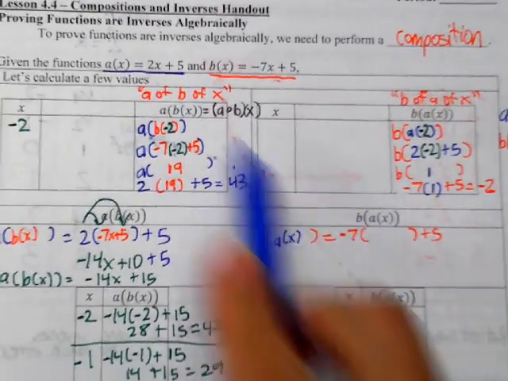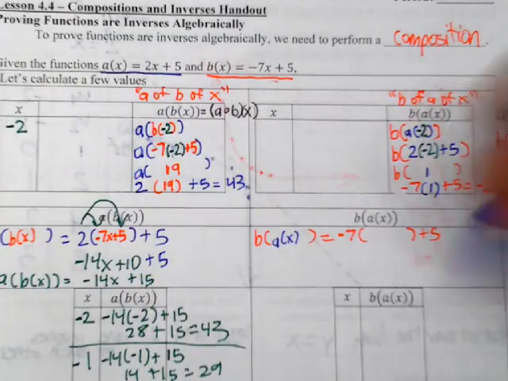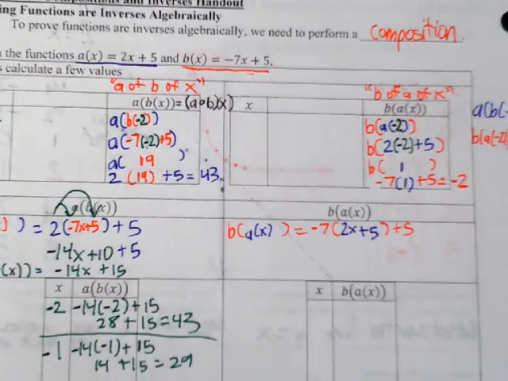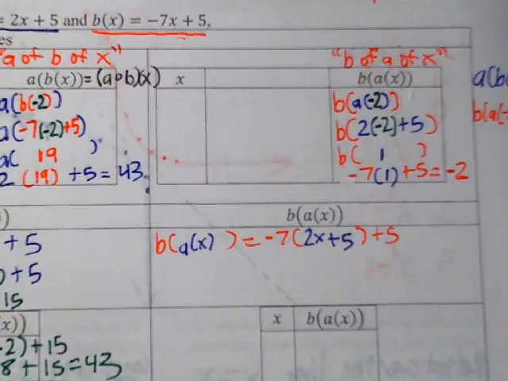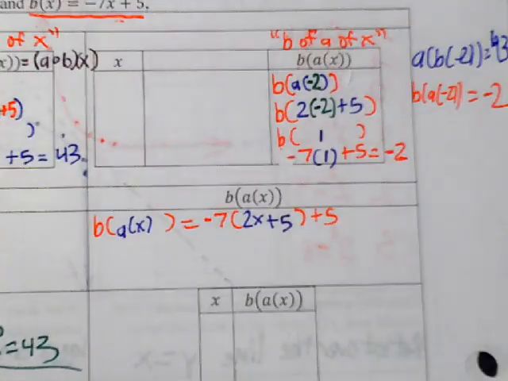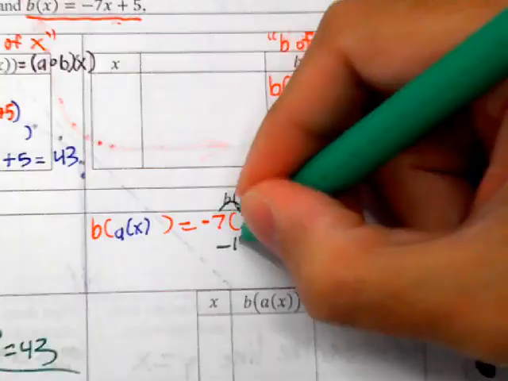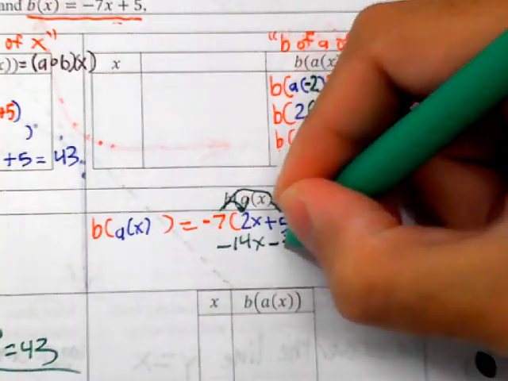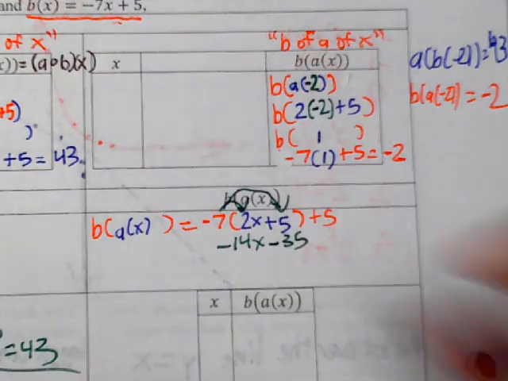Okay. And now we can go ahead and simplify. Negative 7 times 2x is negative 14x. Negative 7 times positive 5 is negative 35. And then you still have a plus 5 at the end. Okay, so simplifying, we get b of a of x is negative 14x minus 30.